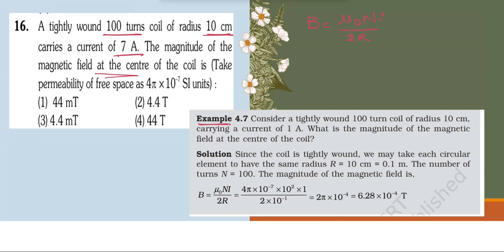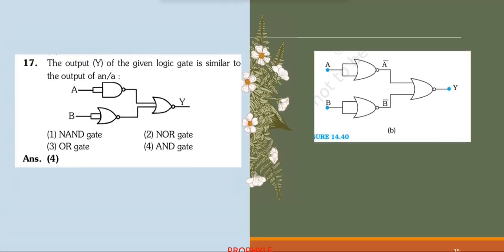Here it is also 100 turns, but the only thing that changed is the current. So due to this change in current, you will get some different value. Remaining all parameters are the same. So it is about 4.4 millitesla. If you solve that, you will get that. Just try to solve that.